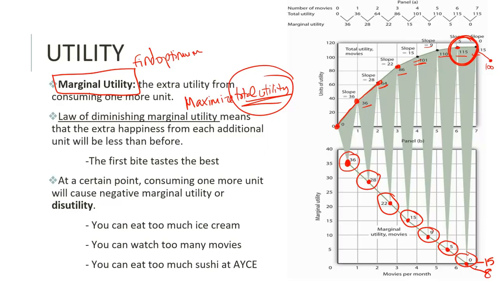And our goal is to maximize the total utility, not the total consumption. So you could watch 7 movies or 8 or 50, but if you stop at 6, you're going to get the most possible happiness from this particular market.